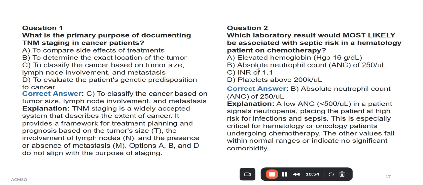Definitely the answer is B. ANC is the absolute neutrophil count, and neutrophils are one of the components of the white blood cells. A low ANC, less than 500 per uL, signals neutropenia, penia meaning low, so low neutrophils, placing the patient at high risk for infections and sepsis. This is especially critical for hematology or oncology patients undergoing chemotherapy.